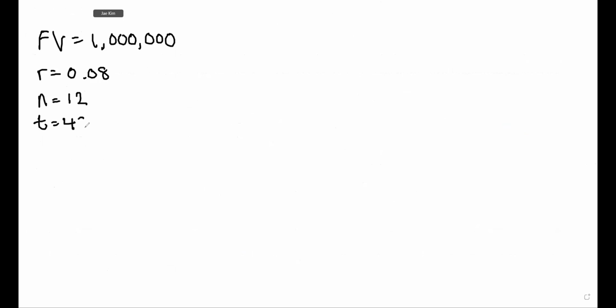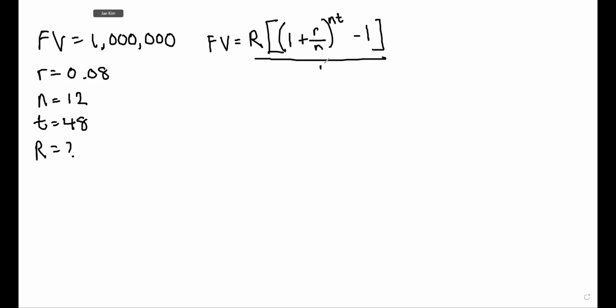If my final future value goal is going to be $1 million, my rate from the stock market is going to be 0.08. I am going to be doing this every month. The amount of time that I have is 48 years. What is my recurring payment? So let's do it. Once again, the formula is future value is equal to my recurring payment multiplied by 1 plus the rate of interest divided by the compounding, all to the power of n times t, subtract by 1, and divided by r over n.